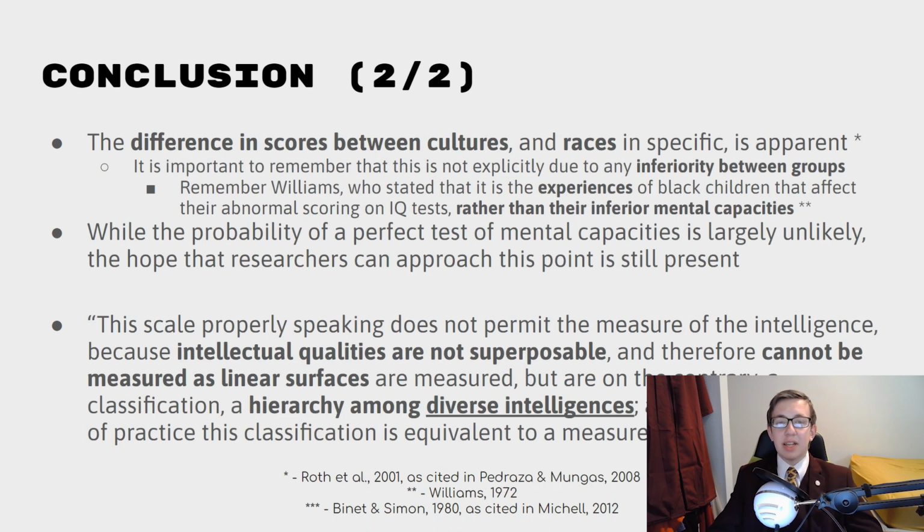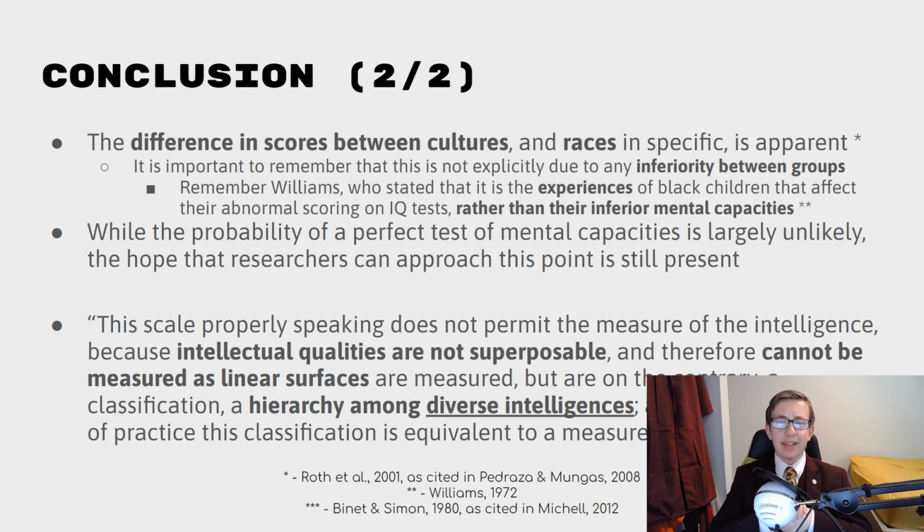There's an apparent difference in scores between cultures and races in specific that needs to be addressed and needs to be re-standardized. And it's important to remember that this is not explicitly due to inferiority between or within a group. Remember what Williams had said, where he discussed that it is the experiences of black children that affect their abnormal scoring on IQ tests, rather than inferior mental capacities. And remember too that it's test design, it's the item bias that is present within these tests that can affect these abnormal scores instead of these inferior capacities.